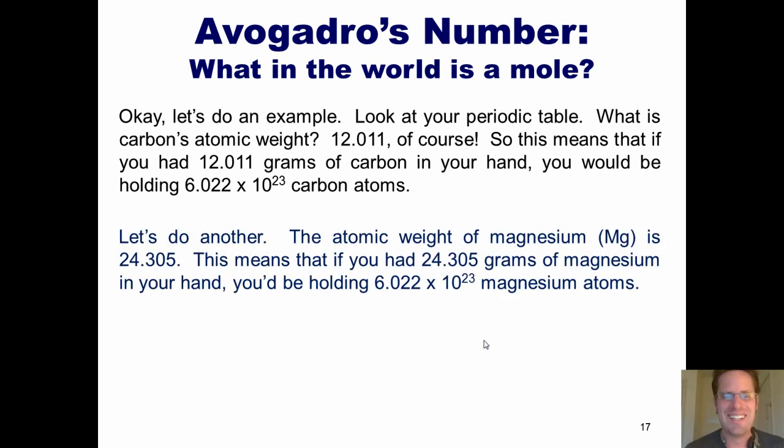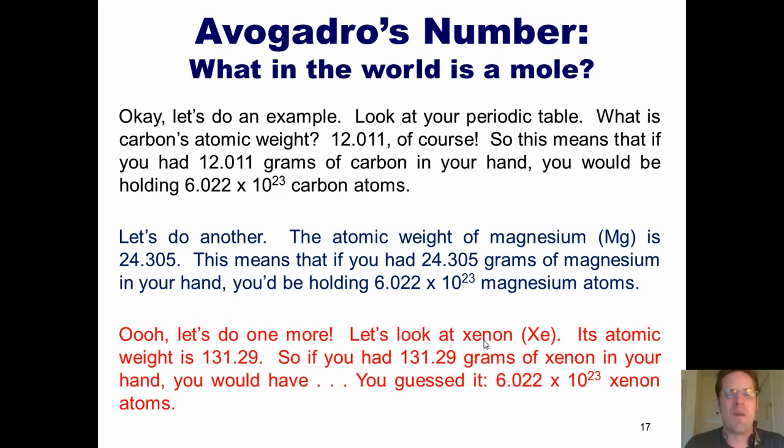All right, let's do another. The atomic weight of magnesium is 24.305. Now, this means that if you had 24.305 grams of magnesium in your hand, you would be holding 6.022 times 10 to the 23rd magnesium atoms.